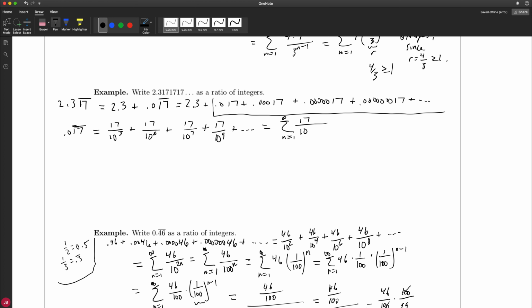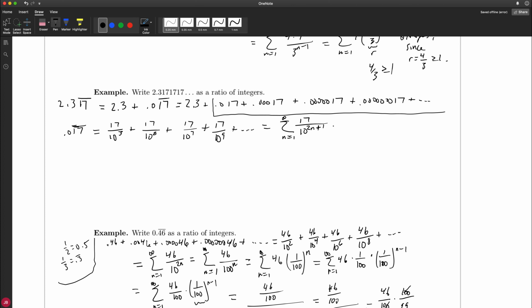Well, when n is 1, my power has to be 3. When n is 2, my power has to be 5. When n is 3, then 7. When n is 4, I need 9. I'm not quite doubling. I'm doubling and then adding 1, I think, right? So it's 7. The sum, n equals 1 to infinity, 17 over 10 to the 2n plus 1.